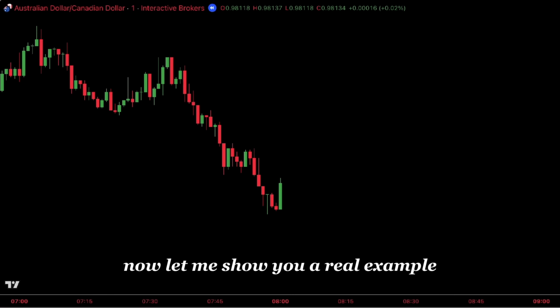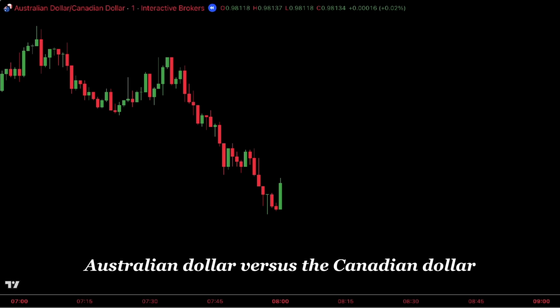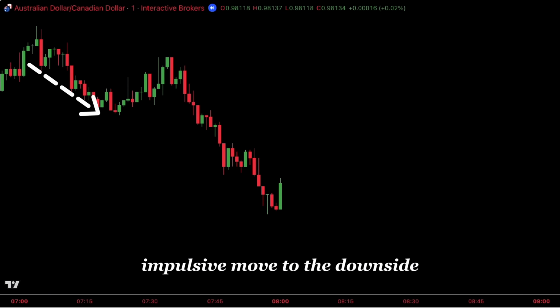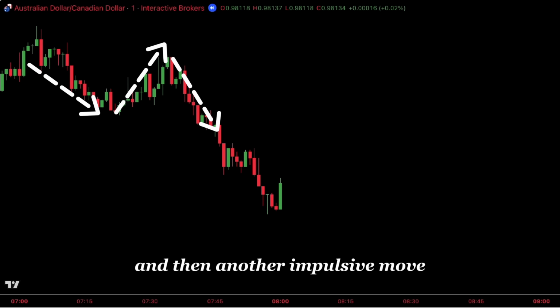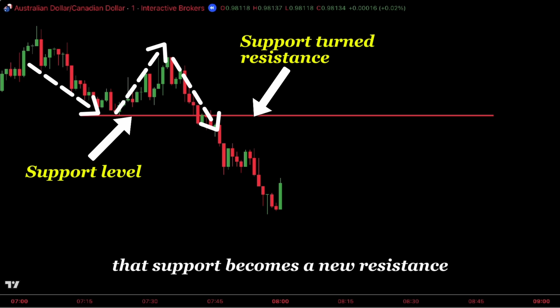Now let me show you a real example using one of these candlestick patterns. This is the Australian dollar versus the Canadian dollar on the 1-minute chart. As you can see, the market makes a strong impulsive move to the downside, followed by a retracement, and then another impulsive move. Here, we have a clear support level. Once the market breaks below it, that support becomes a new resistance. Now watch what happens next.